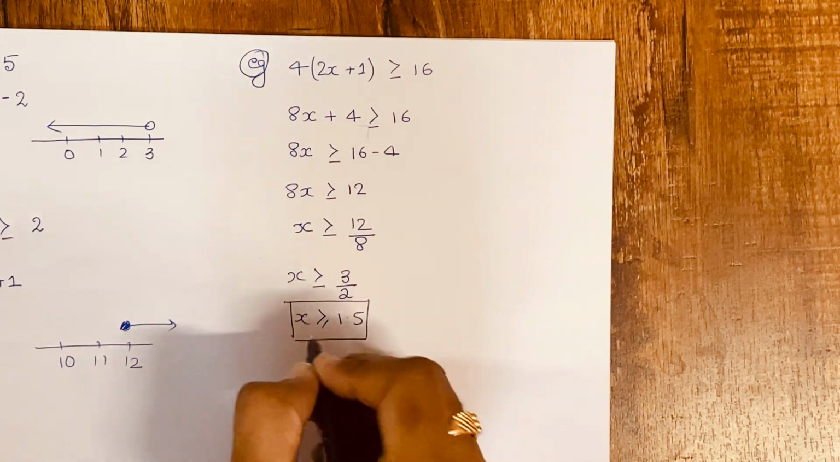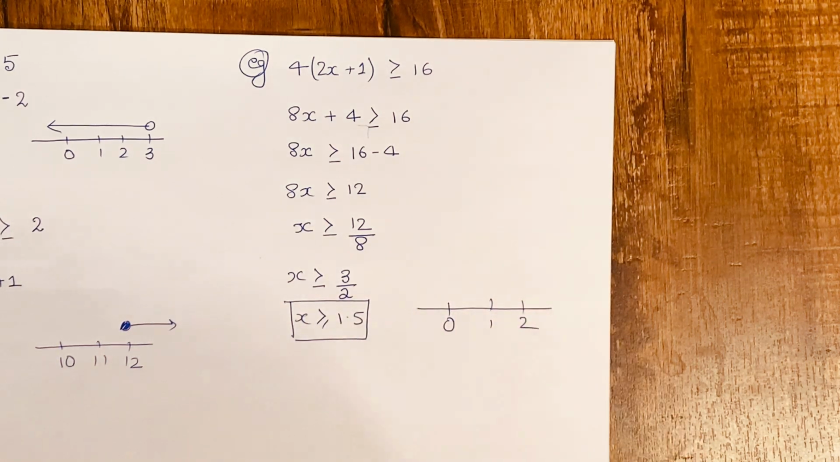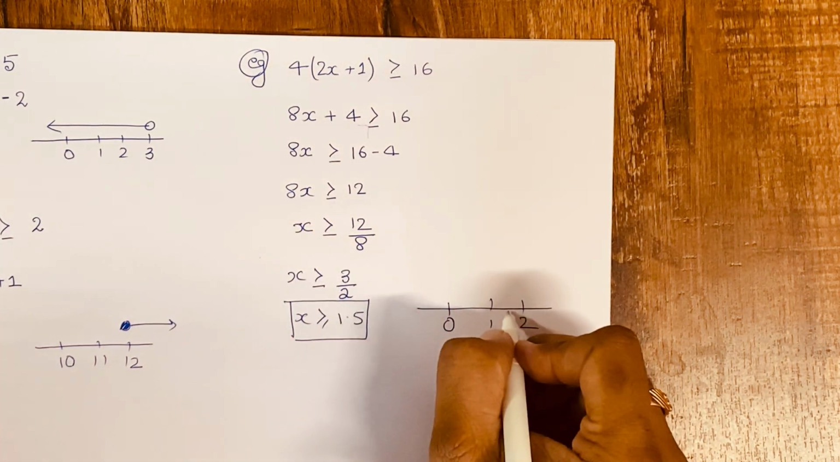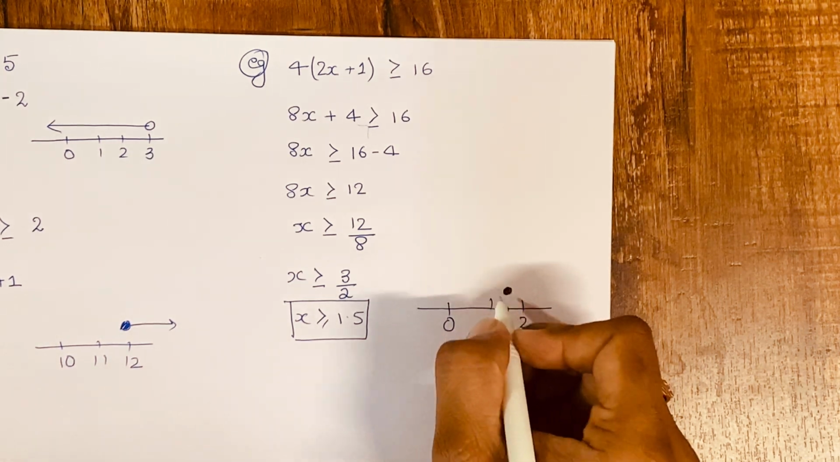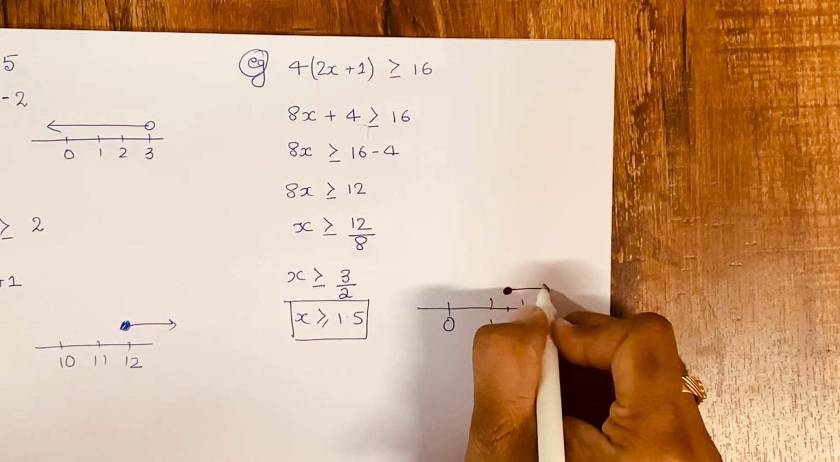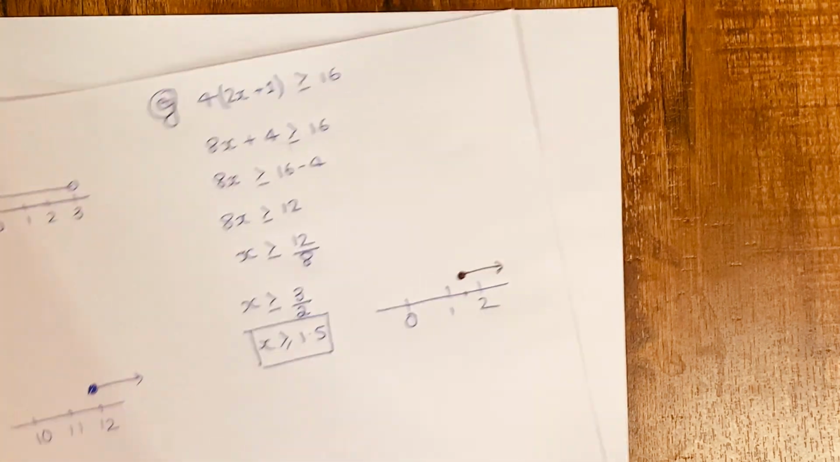If you want to draw on the number line, this is 0, this is 1, this is 2. 1.5 is somewhere between 1 and 2. So you make a bold dot because it is included and you mark it with an arrow. This is how we solve numericals along with the graph. We'll see a few more questions.